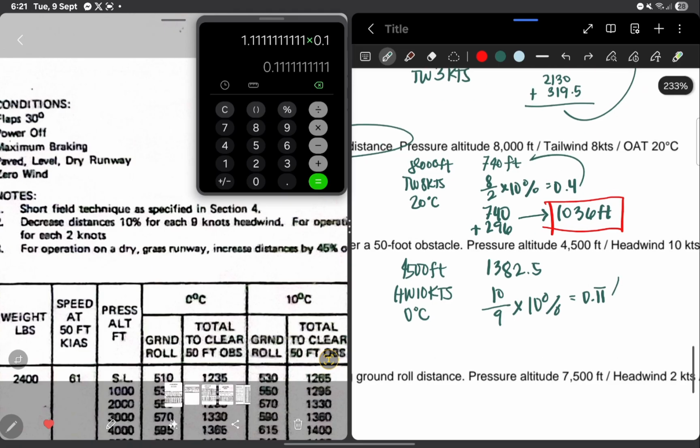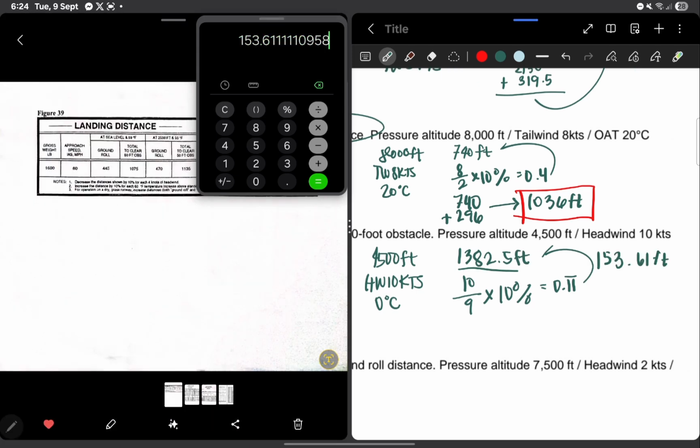So now that we have our value, we multiply it to our distance, 1,382.5. Since it is headwind, we will subtract it from our distance. So we'll subtract from 1,382.5, 153.61.